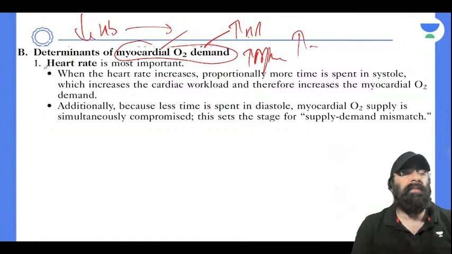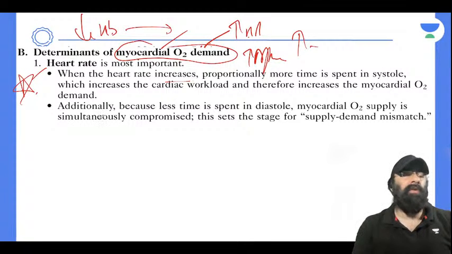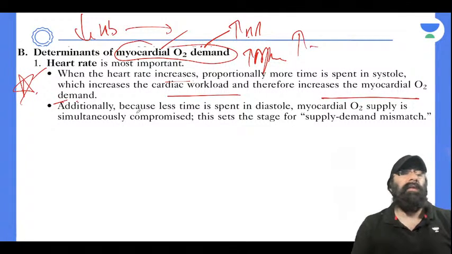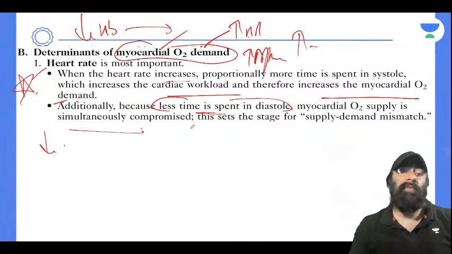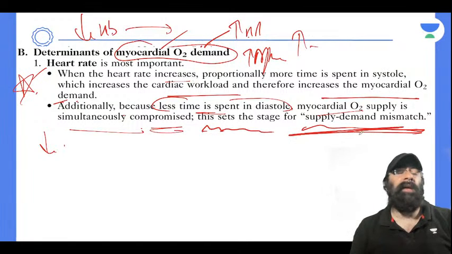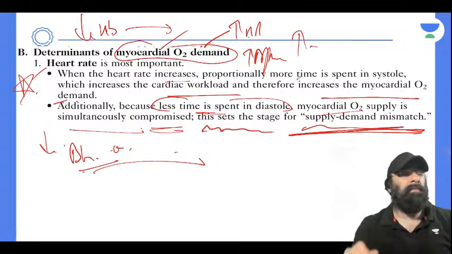The most important is heart rate. Whenever the heart rate increases, proportionally more time is spent in systole, and therefore cardiac workload increases, and myocardial oxygen demand increases. Additionally, because less and less time is spent in diastole, this will reduce the coronary blood flow, so oxygen supply and demand are simultaneously compromised. This sets the stage for supply demand mismatch: supply of blood with high oxygen level, and demand of that blood by the myocardial muscles.